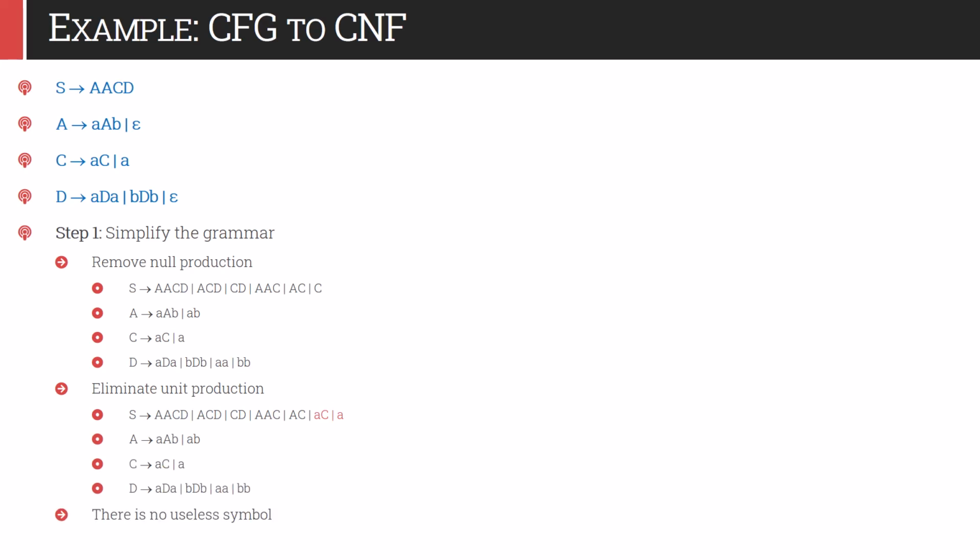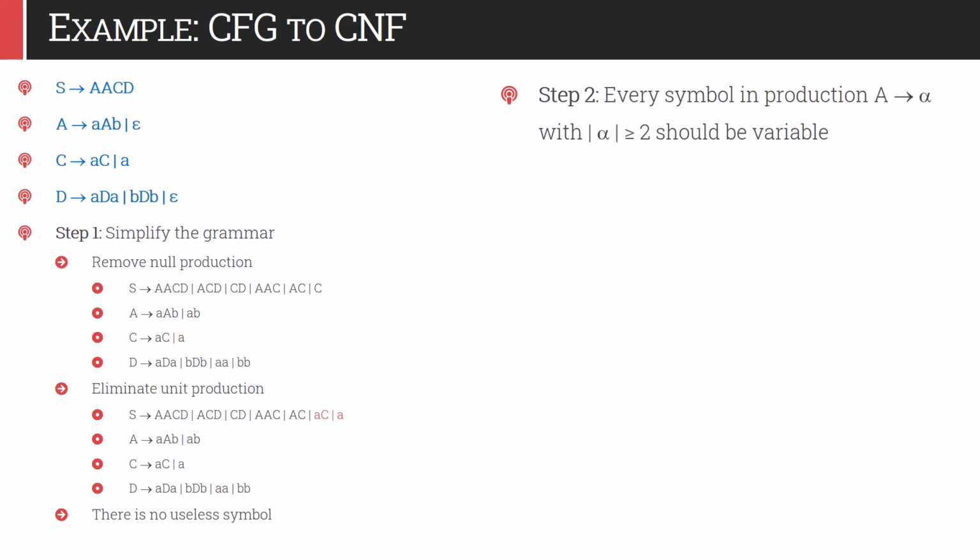And the third step is to remove useless symbols. But from S we can derive A, we can derive C, we can derive D as well. So there is no useless symbol. So this is the grammar which is simplified. In step 2, we have to convert every symbol in the production of the form A gives alpha, and if the length of alpha is greater than or equal to 2, then we should replace all the symbols by variables or by capital letters.